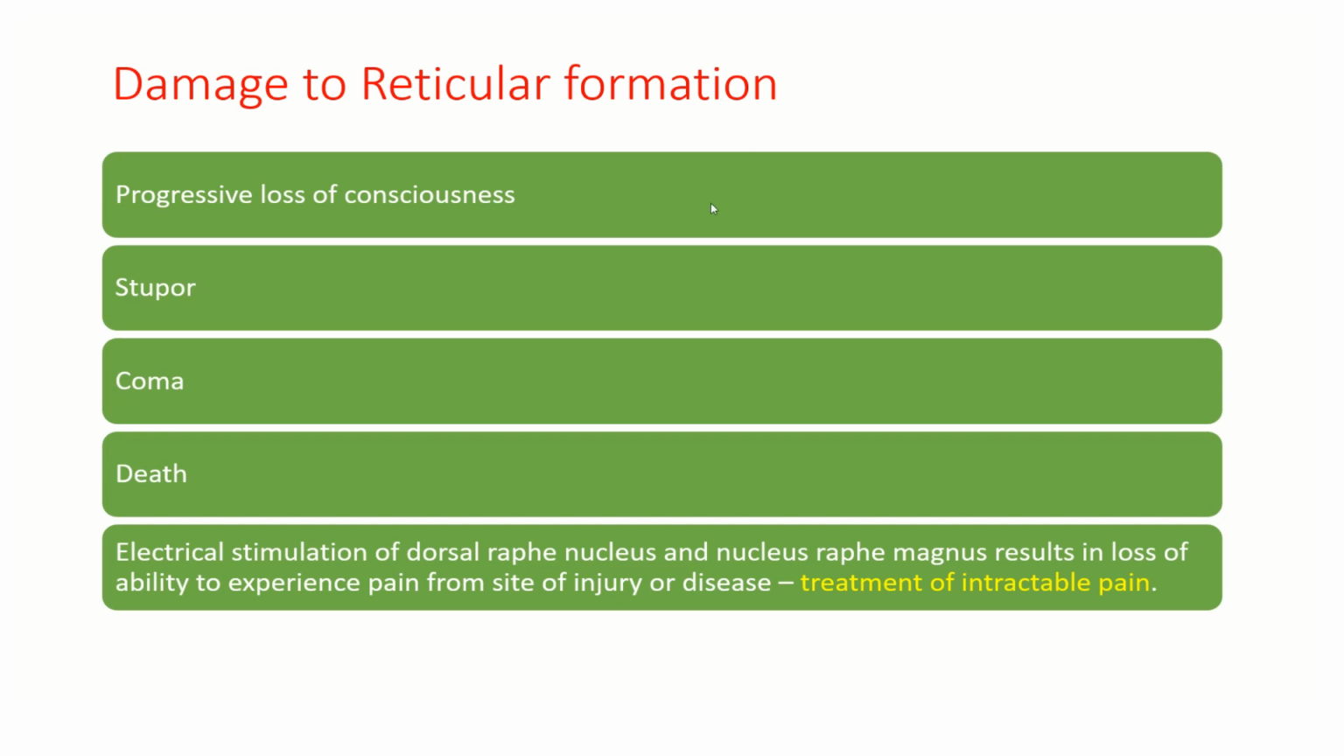Damage to the reticular formation leads to progressive loss of consciousness, stupor, coma, and death. Electrical stimulation of the dorsal raphe nucleus and nucleus raphe magnus results in loss of ability to experience pain from the site of injury or disease. This is used as treatment for intractable pain.